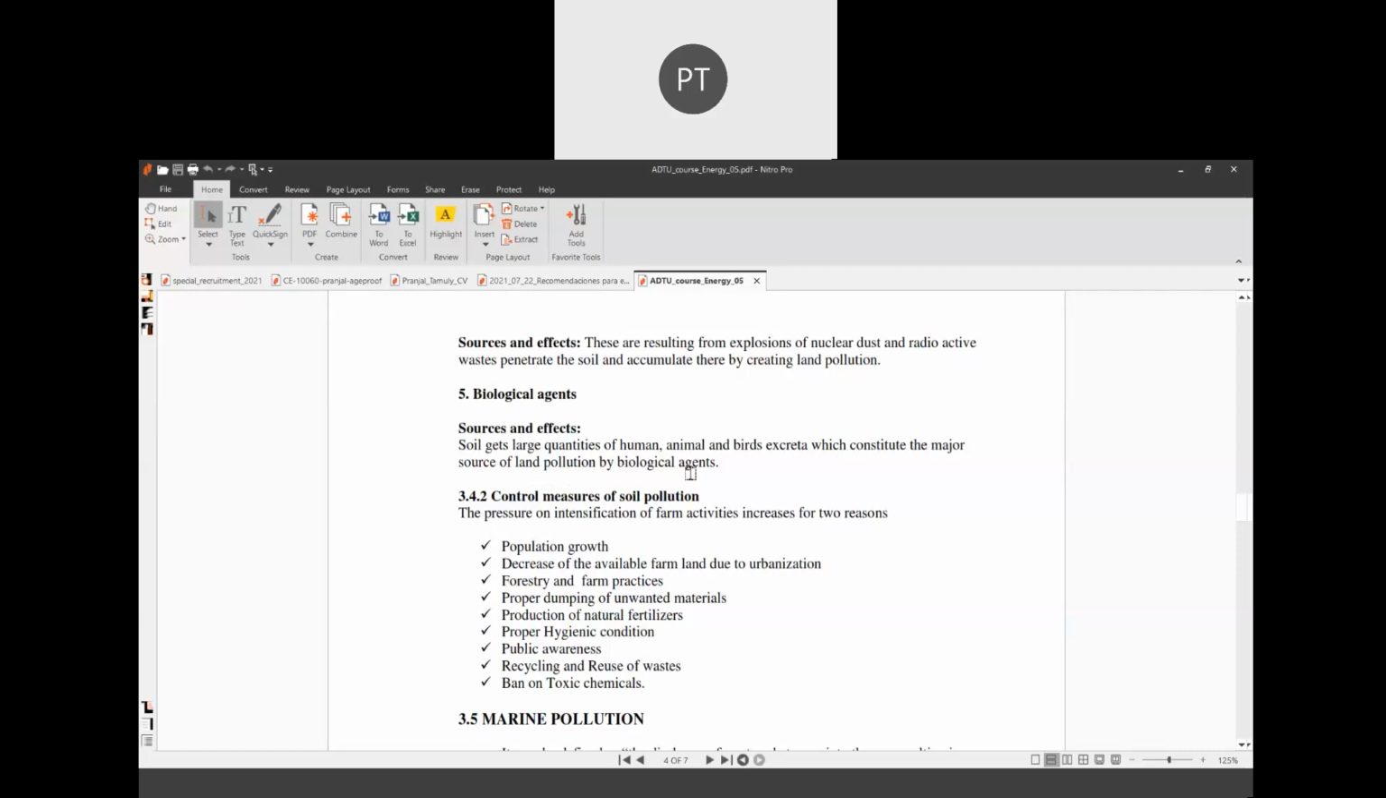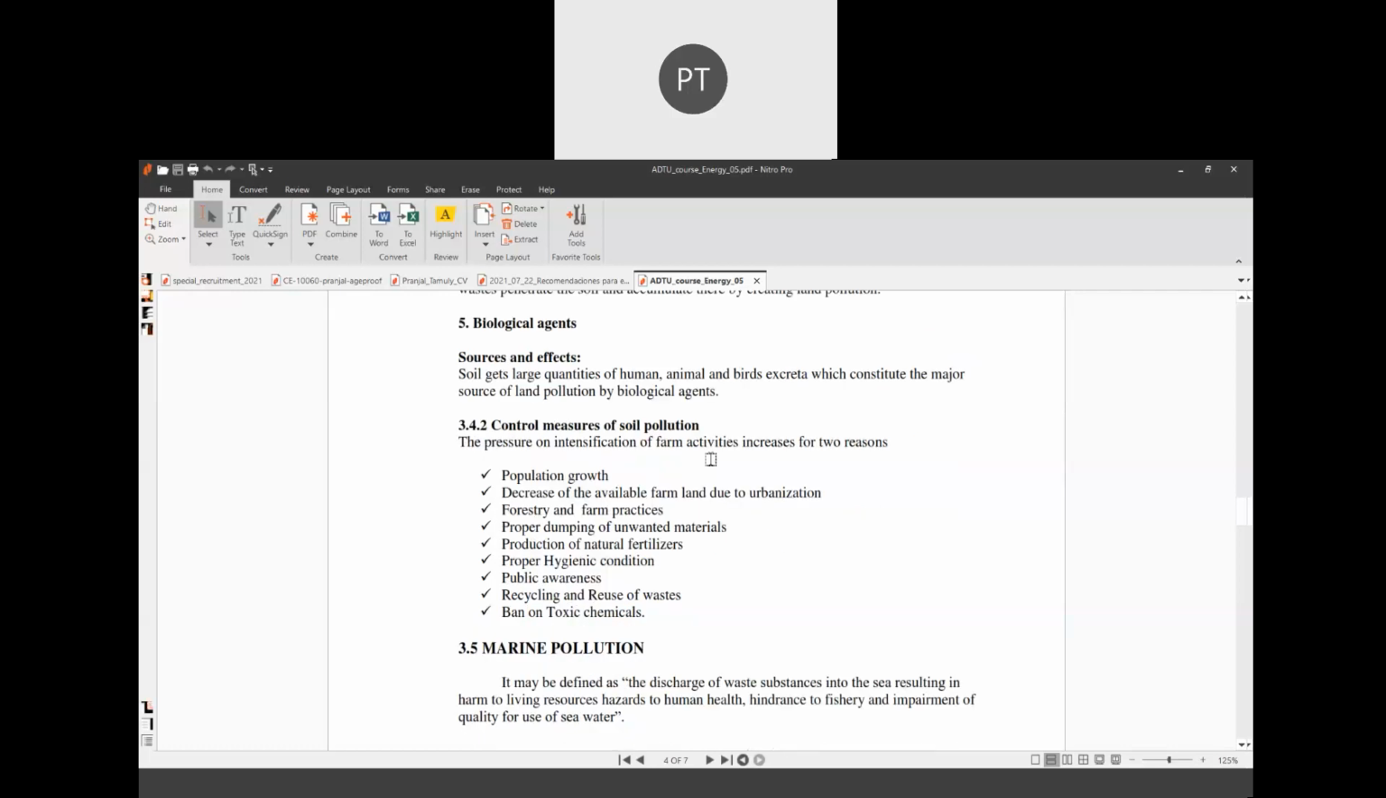So what are the control measures of soil pollution? There are different control measures. One of the sources of soil pollution is population growth. So we have to limit or control our population growth so that we can use our resources more effectively by reducing soil pollution. Also, decrease of available farmland due to urbanization.